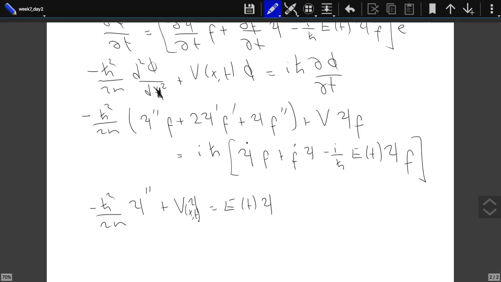So this term and this term, they all cancel. Yes, they are all proportional to f. So when I multiply iħ with minus i over ħ, the factors cancel; i times minus i is 1. On the left-hand side, I have minus ħ² over 2m ψ'' plus V times ψ, both of them multiplied with f. But that is just E times ψ multiplied with f, which I also have on the right-hand side.